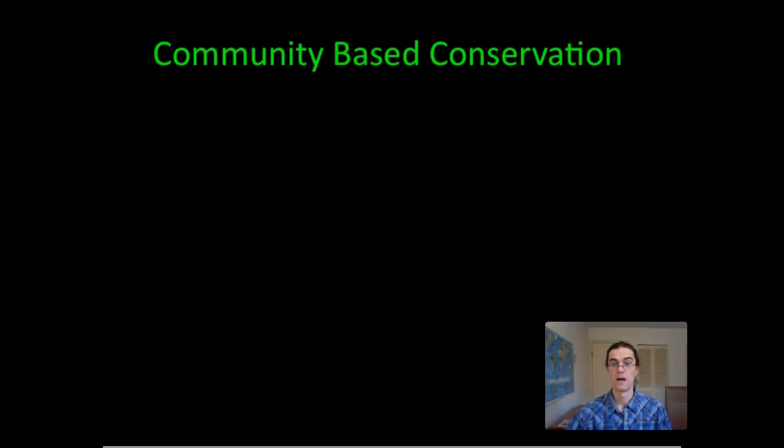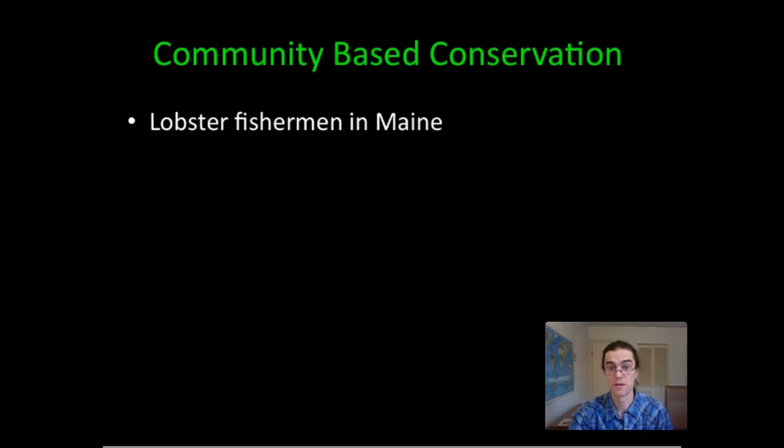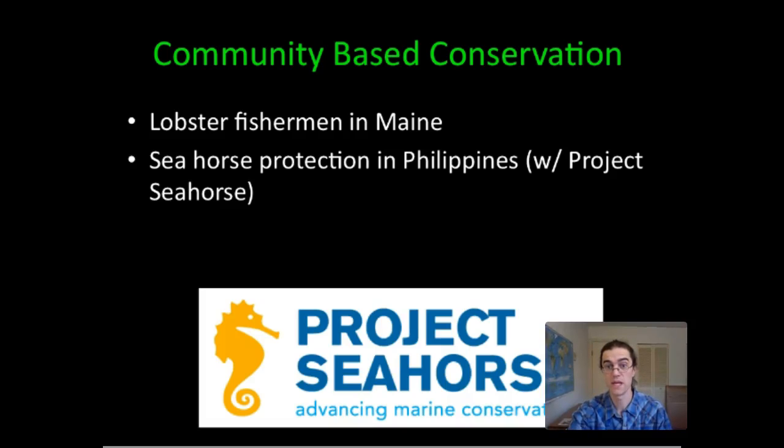In terms of community-based conservation, there are some classic examples with lobster fishermen, fisher people in Maine. Lobster fisher communities came together from a very grassroots level to protect lobster fisheries. And there's seahorse protection in the Philippines with Project Seahorse. I included their little logo here if you want to check that out online.